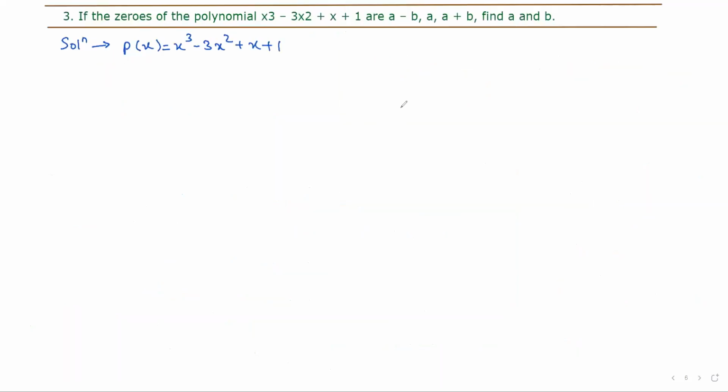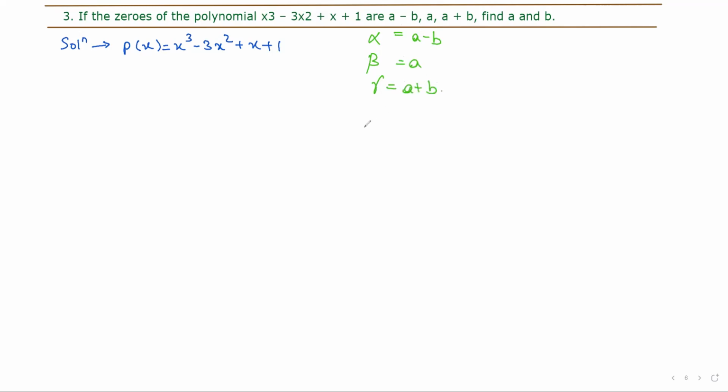Next, your third question is, if the zeros of the given polynomial p of x are a minus b, a, and a plus b, find a and b. a and b are variables and they are your zeros. That means you have taken certain variables a and b and you've represented your zeros in terms of those variables. So what is given to you? Let's say alpha, beta, gamma are the variables that I'm choosing for zeros. So given values is alpha is equal to a minus b, beta is equal to a, and gamma is equal to a plus b.